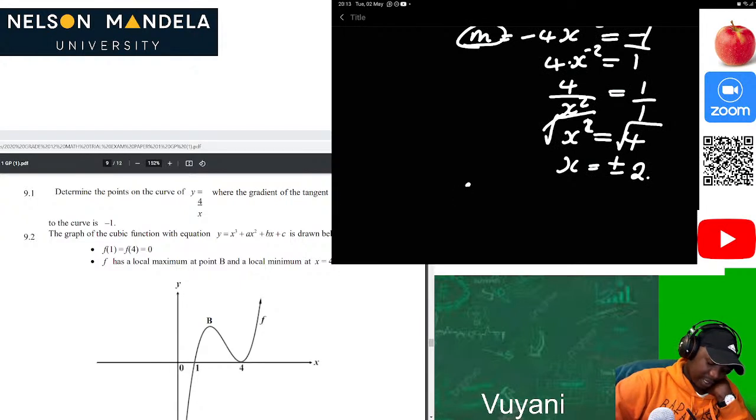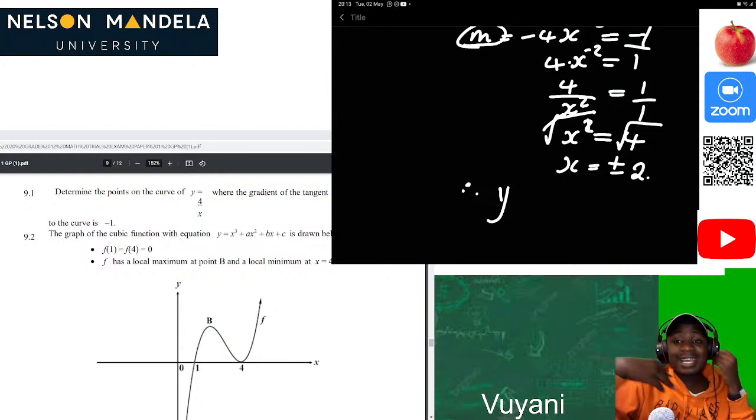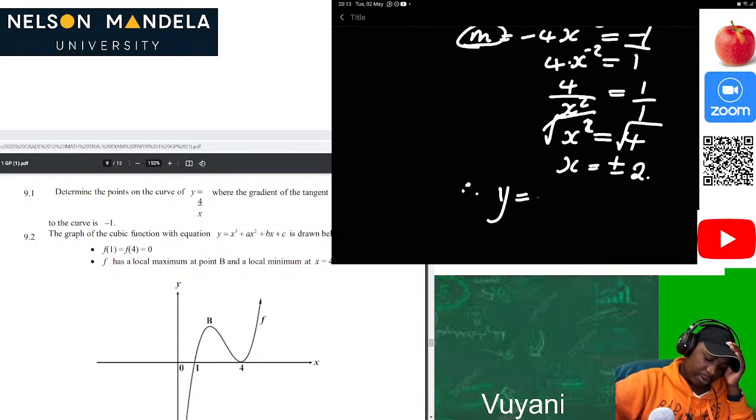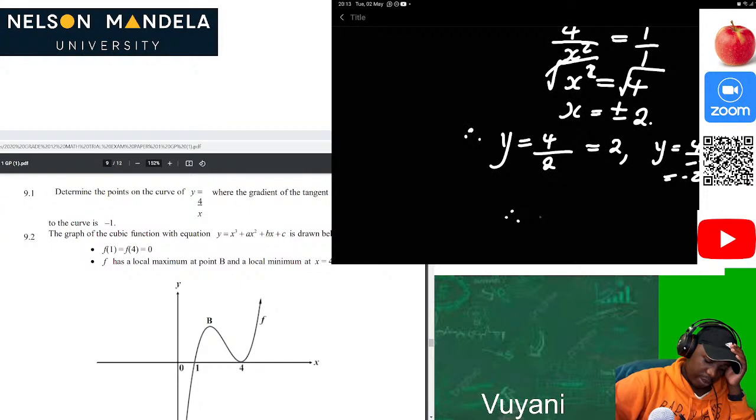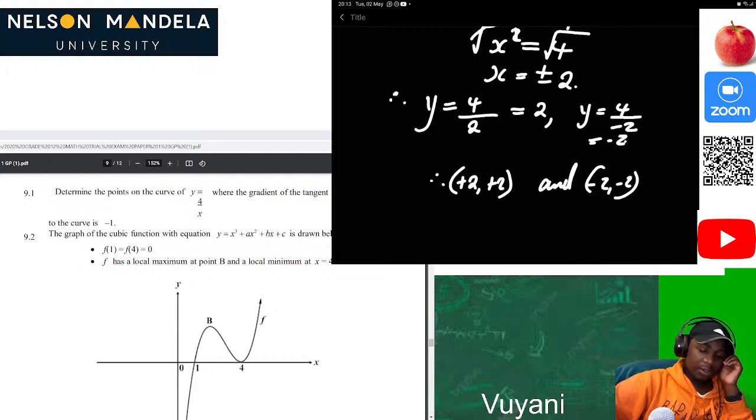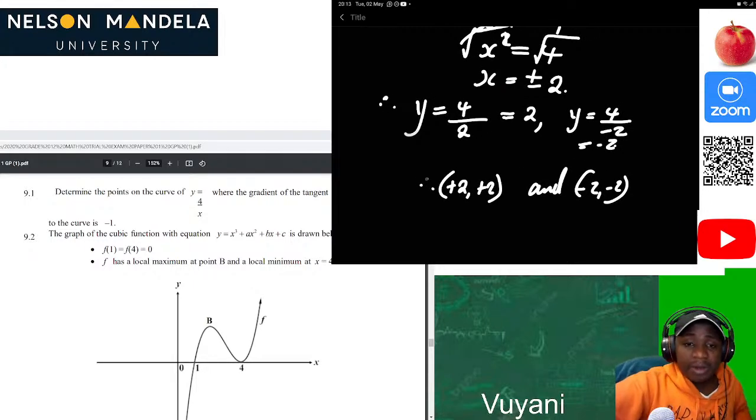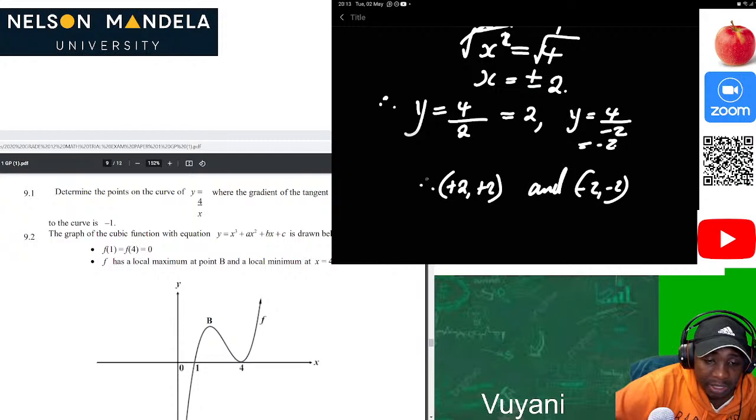So if x is plus or minus 2, then we should calculate the y value because they say the coordinates. So y will still be 4 over x. When we substitute x as positive 2, we get positive 2. When we substitute negative 2, we get negative 2. So the coordinates which we have will be (2, 2) and (-2, -2). Then after that, you're happy. So that's how we solve that part. Now let's proceed.